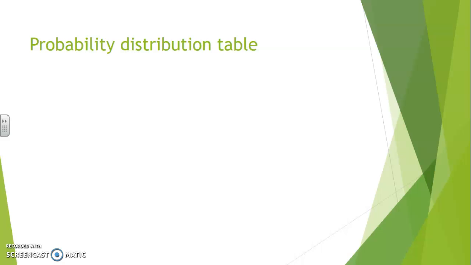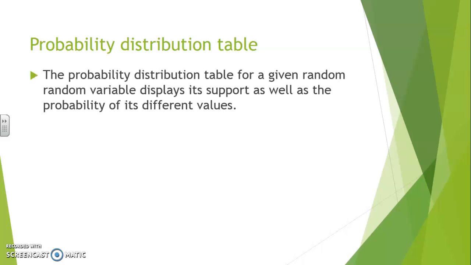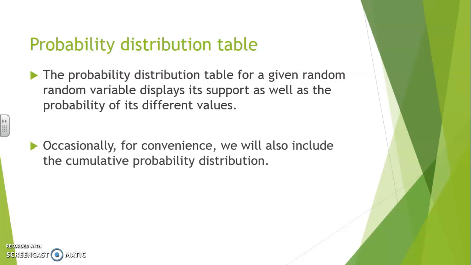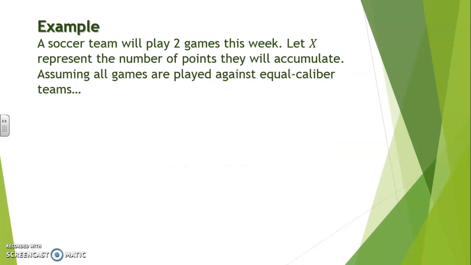So from the results, we can construct a probability distribution table. The probability distribution table for a random variable displays its support, so all possible values of x, as well as the probability of its different values. For convenience, we occasionally also include the cumulative probability distribution.